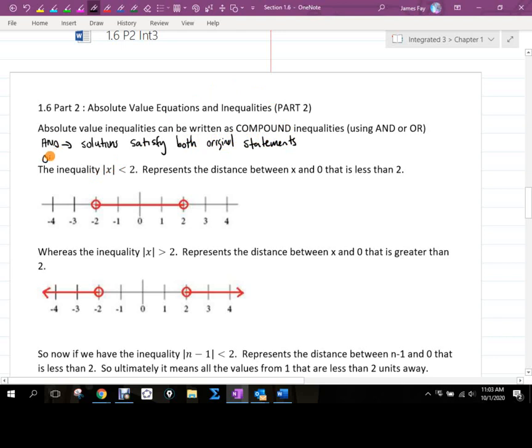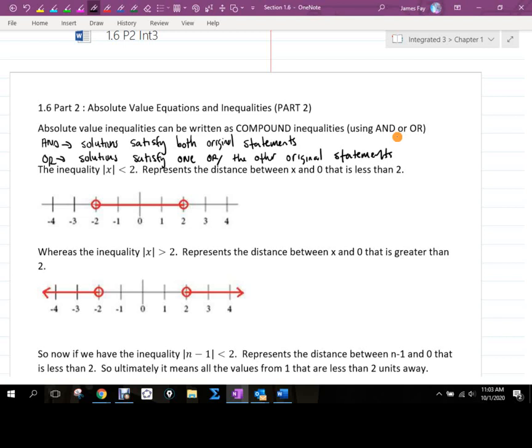The word "or" means solutions satisfy one or the other original statement. That's what we're talking about when we see the words "and" or "or" inside these inequalities.